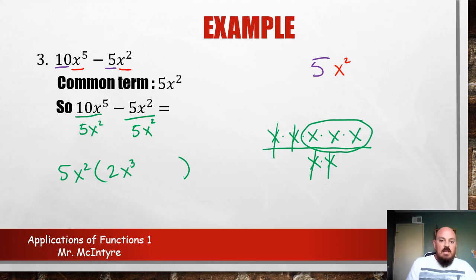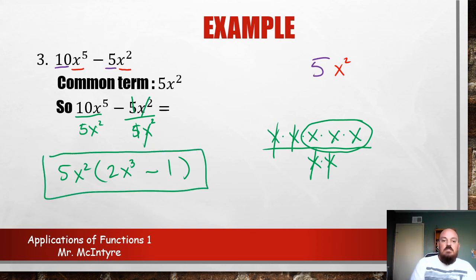Okay, now, then I have a minus, and actually it's going to end up just being a 1. Everything cancels. I have 5 divided by 5, which is 1, and the x squared divided by x squared also cancels, and when everything cancels, it leaves a 1. So your final answer here is 5x squared times (2x cubed minus 1).